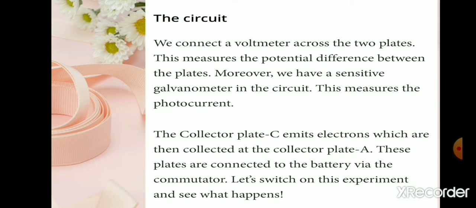So we have seen a voltmeter is connected across the two plates, which helps us in measuring the potential difference between the plates. And there is a sensitive galvanometer or a microammeter in the circuit, which helps us to measure the photocurrent. The collector plate C emits electrons because of the light which is falling onto it through the quartz window, which are then collected at the plate A. These plates are connected to a battery via the commutator, and if we switch this experiment on, let us see what happens.